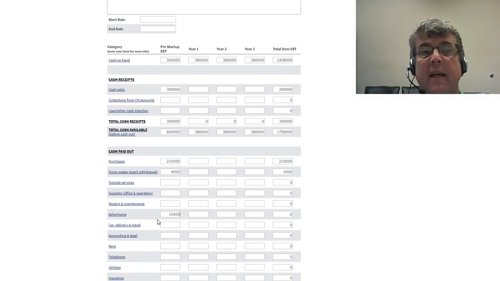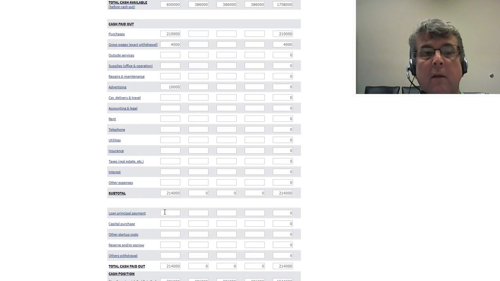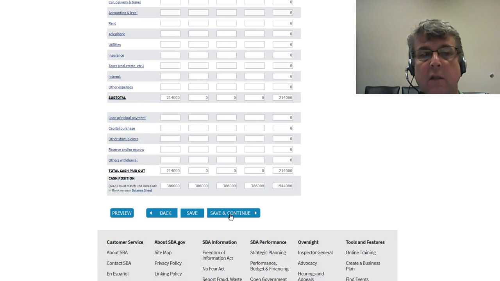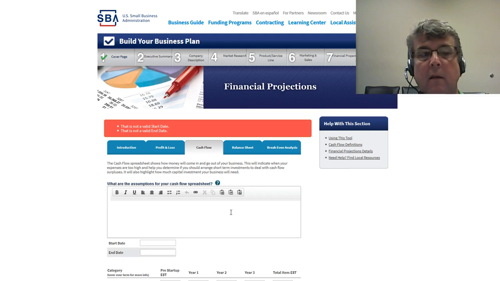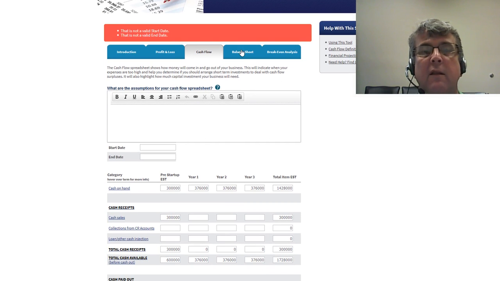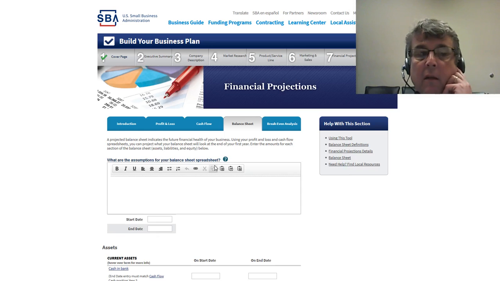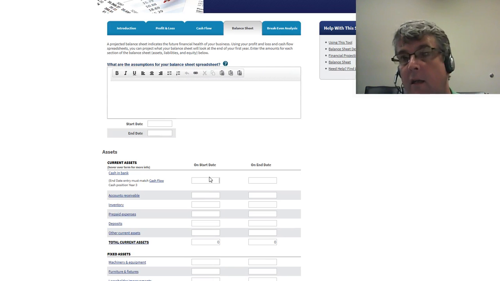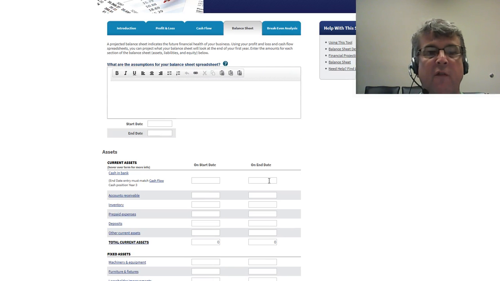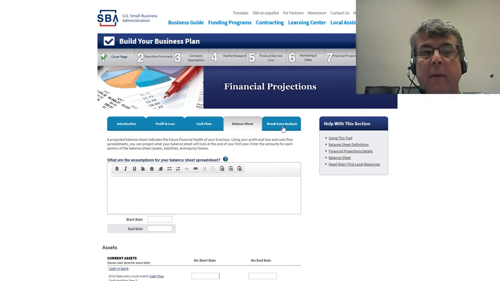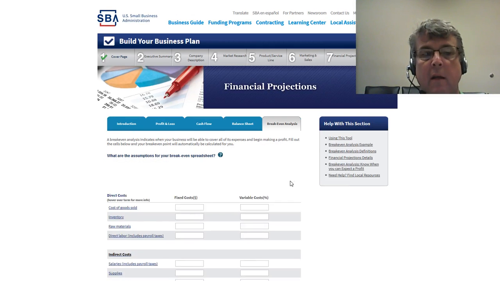Okay. These would be my estimated startup cost, right? This would be the cash that I have for the first year, etc. You're going to fill out that, do cash flow statement. Okay. It's not going to let me go into the cash flow. Next one, balance sheet. We'd fill this out, the start date, the end date. Say we're starting the business on January 1st and ended at December 31st. We're going to do a balance sheet, okay, based on our projections, and then a break even.